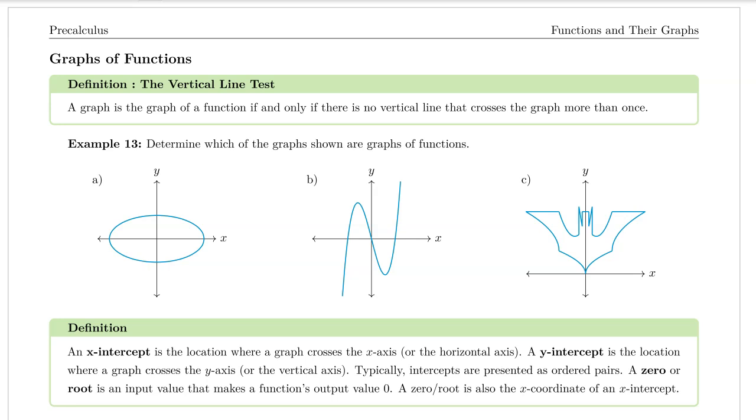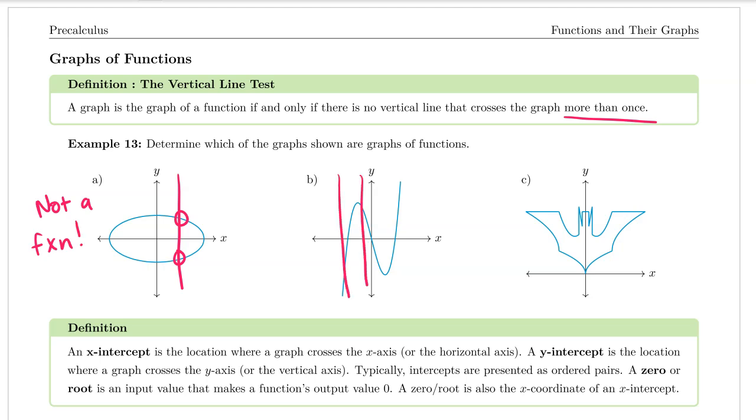Let's talk about the vertical line test, which says a graph is the graph of a function if and only if there is no vertical line that crosses the graph more than once. Example 13 says determine which of the graphs shown below are graphs of functions. In part A, this is the graph of what we call an ellipse. If I draw a vertical line, it would intersect my graph at more than one location. So this tells us that this is not a function, and I'm going to abbreviate function with fxn.